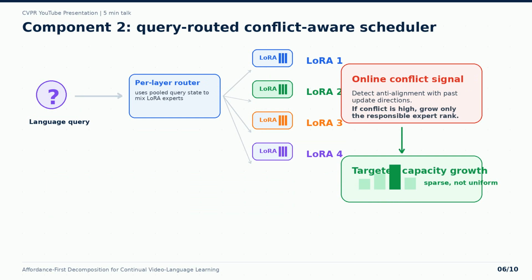The second component is the LLM scheduler. The question is tokenized by the same LLM and pooled to drive a layer router. At selected layers, the router mixes several low-rank experts. AFD also measures gradient conflict. When the current update is anti-aligned with past directions, it grows the low-rank rank, but only for the responsible expert and layer. This makes capacity expansion targeted rather than uniform.